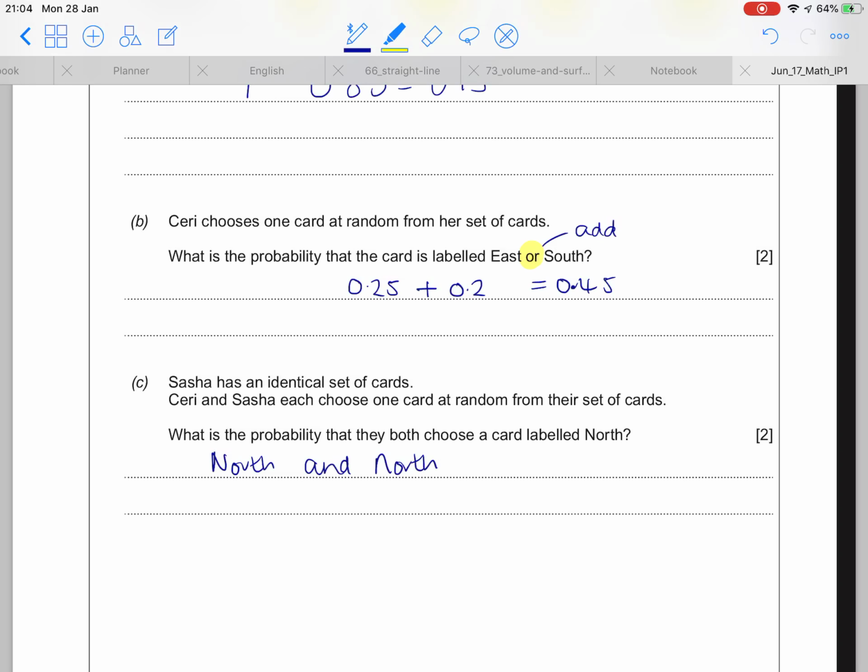This time, different language. The word and means that we're affecting the probability, so this will be multiply. And in a probability question means that you're going to multiply. Think of the language and think how: or, add, and multiply. That's always the same every time you use probability. So the probability of Sasha having north is 0.4 and Kerry having north is 0.4, and 0.4 multiplied by 0.4 is 0.16.